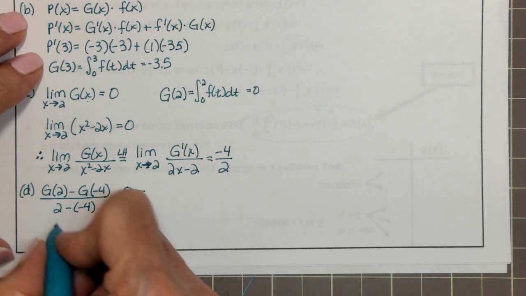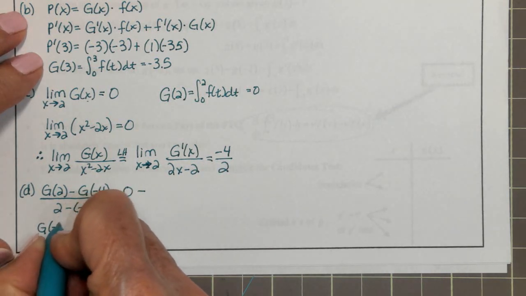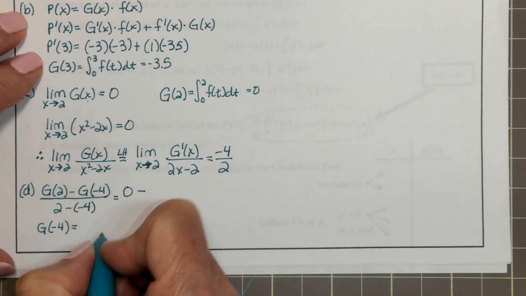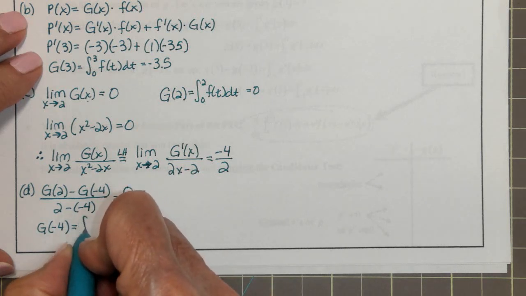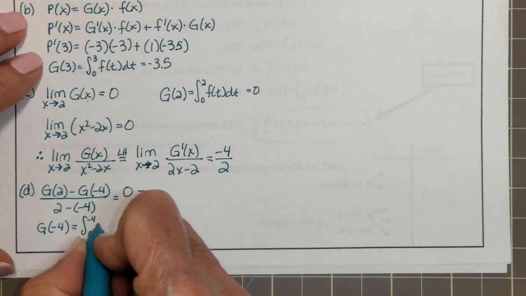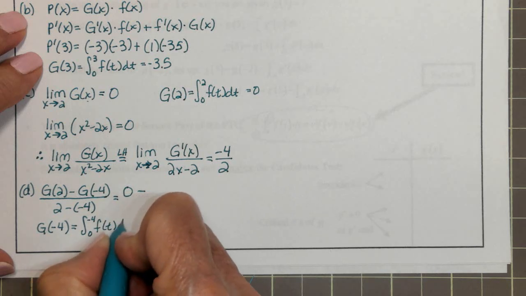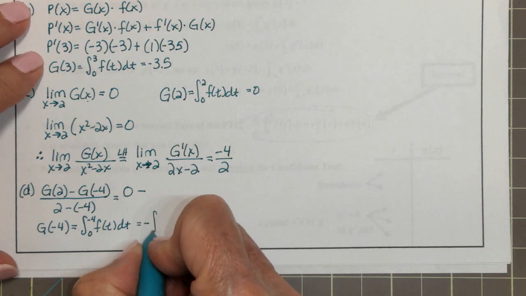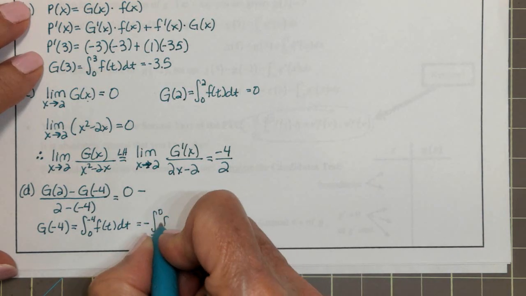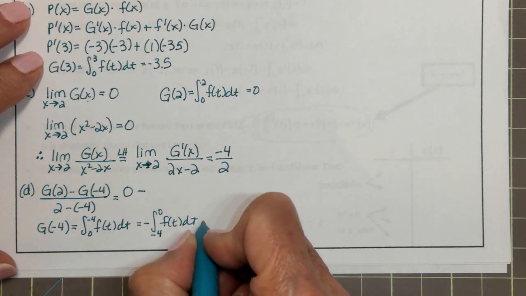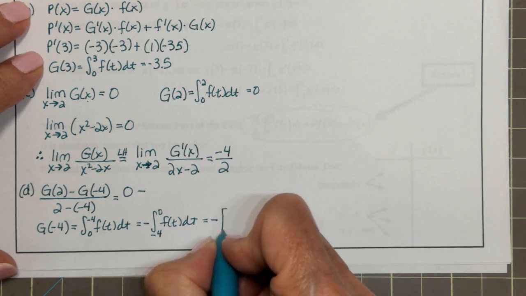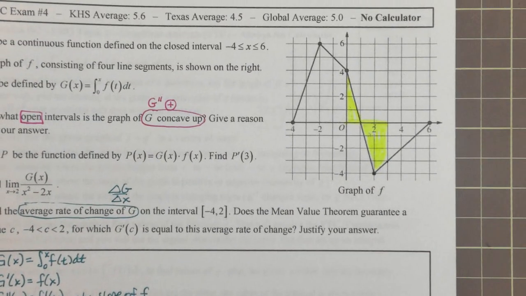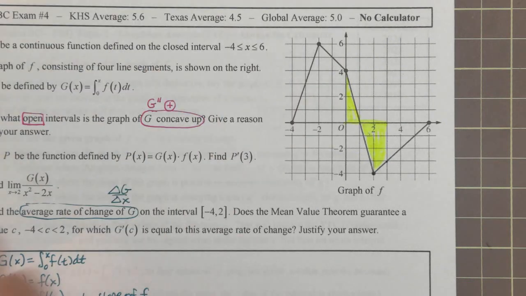Now I need to find G of negative 4, so I'm going to come off to the bottom. I'm showing my work neatly so that it can be read and followed so that I can get credit. G of negative 4 is the integral from 0 to negative 4 of f of t dt. I'm using the definition of G there, which is negative integral negative 4 to 0 of f of t dt, which is negative signed area from negative 4 to 0. Negative 4 to 0. So now I'm over here, and I want negative 4 to 0.